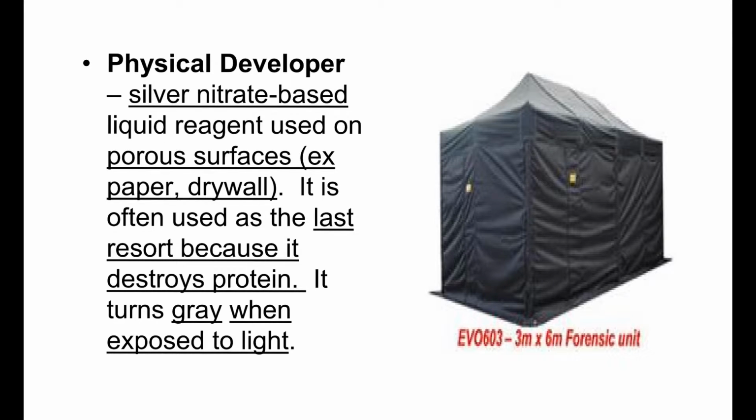Okay, another chemical that we can use is something called physical developer. Physical developer is a silver nitrate based reagent, and it is liquid. And again, we can use it on porous surfaces, so paper, tissue, drywall, that kind of thing. It is normally the very last chemical that we would use because the silver nitrate destroys the proteins left behind in the fingerprint. This particular solution is going to turn your print gray when it's exposed to light, but it will break the print down, so we only really use physical developer if nothing else is working.